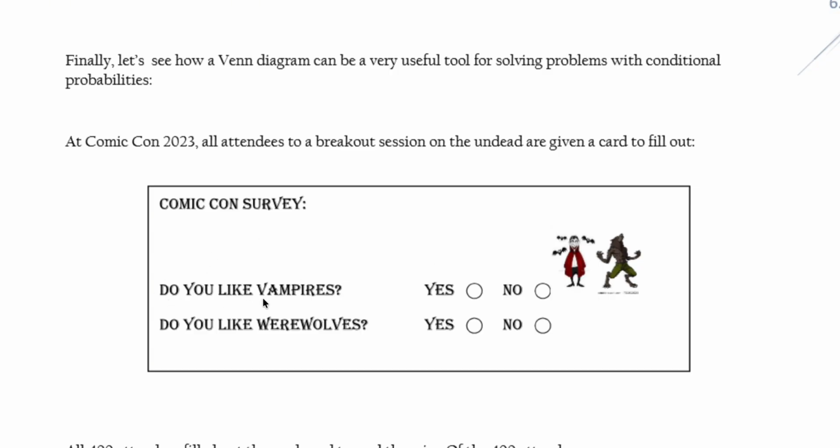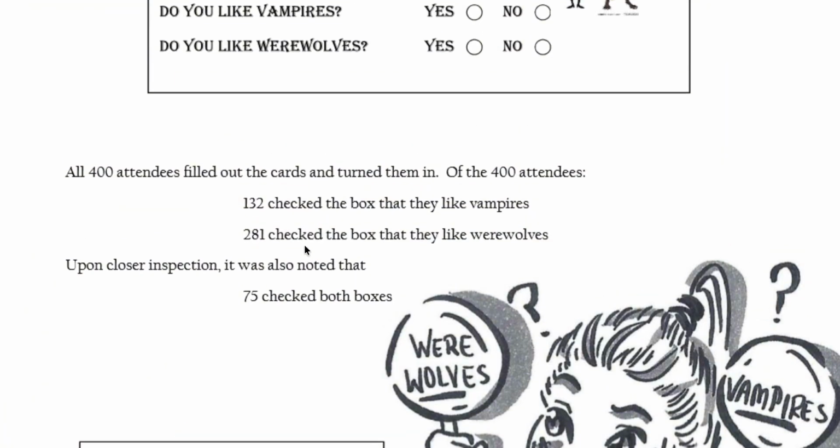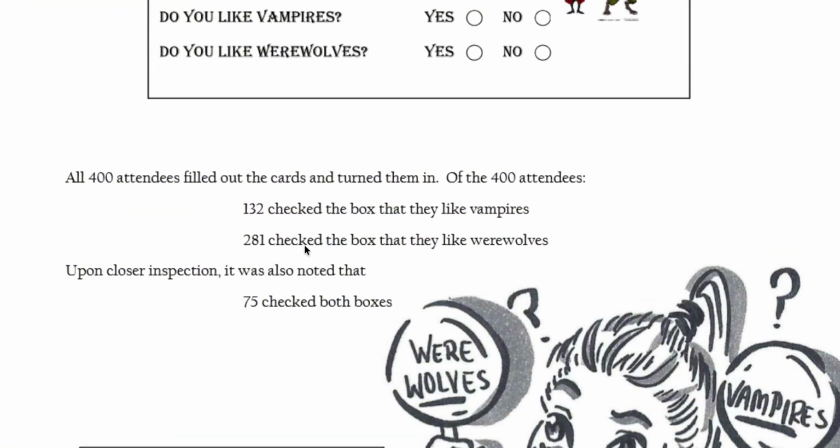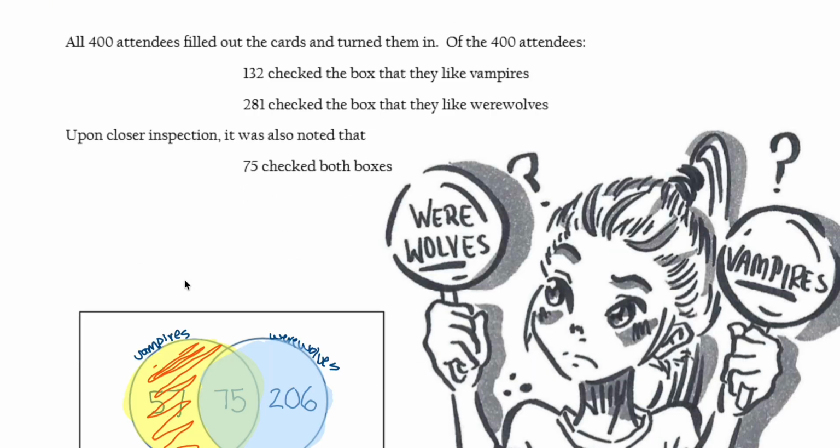Do you like vampires? Do you like werewolves? You can just circle or check mark yes or no for each. All 400 attendees filled out the cards and turned them in. Of the 400 attendees, 132 checked the box that they like vampires, 281 checked the box that they like werewolves. Upon closer inspection, it was also noted that 75 checked both boxes.